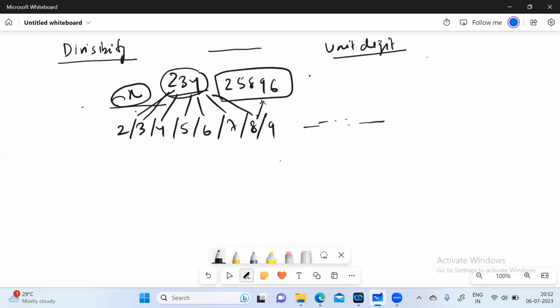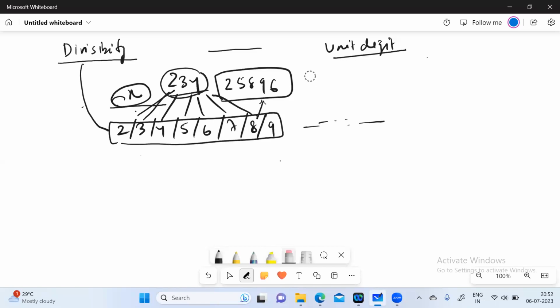And a test of this for every number is the basis of this chapter. So to start with, we will start with the smaller numbers, and then we can expand it to bigger numbers.